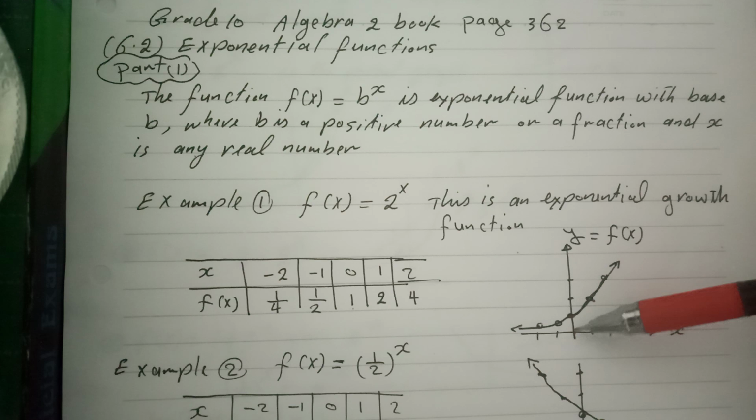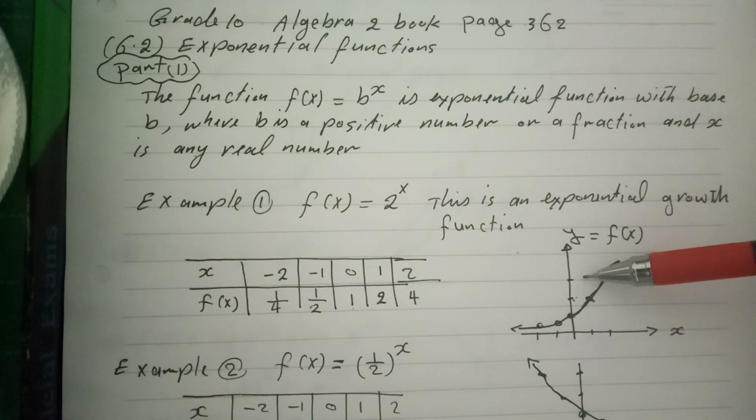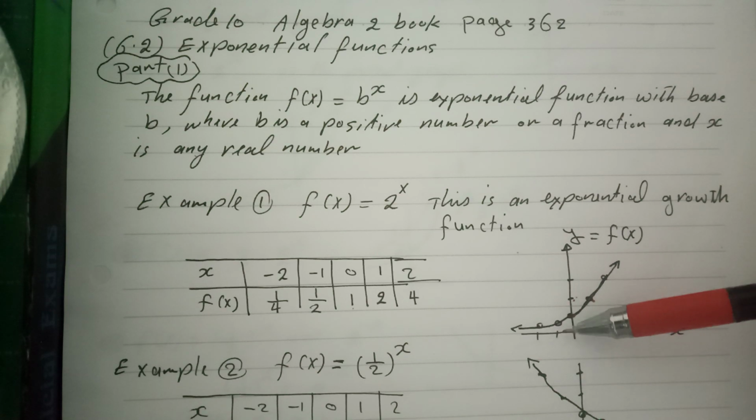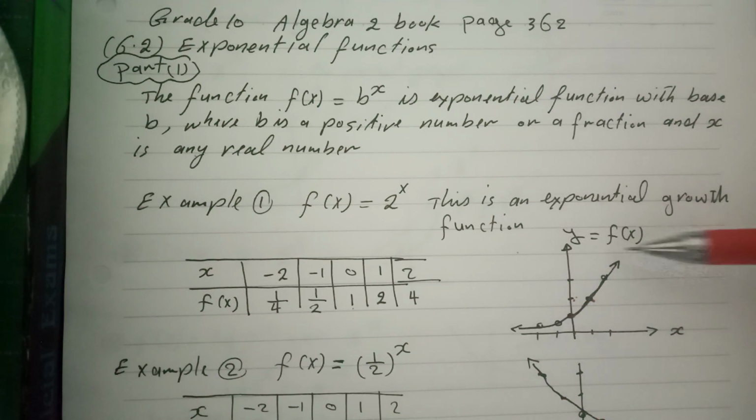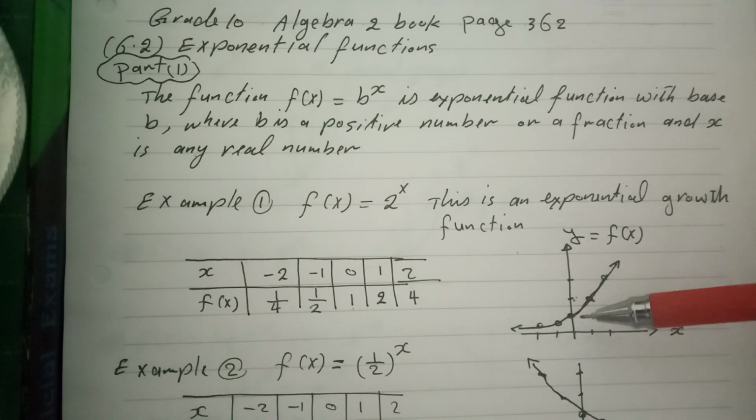When x equals 0, f(x) is 1. When x equals 1, f(x) is 2. When x is 2, it will be 4. And from the other side, -1 gives you a half, -2 gives you a quarter, and then trace it. You will find the function in this form, and it is an exponential growth because when x increases, the y increases.